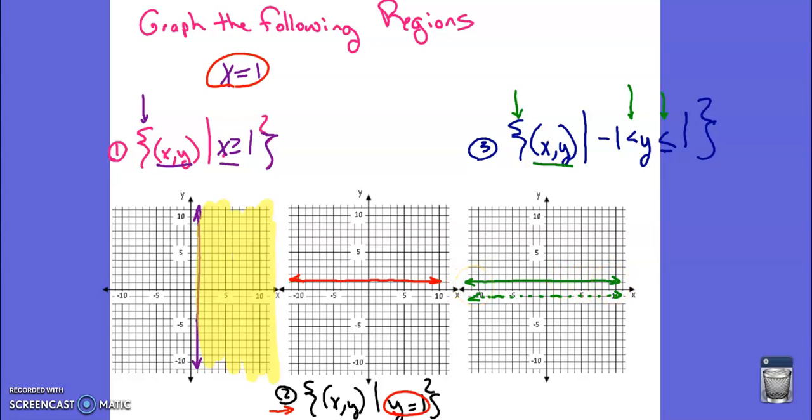And then we have all of the y values that are in between those lines. And again, the difference between the dotted line and the solid line: all of these points in here do include this line, but do not include the dotted line. Again, this includes, this does not.